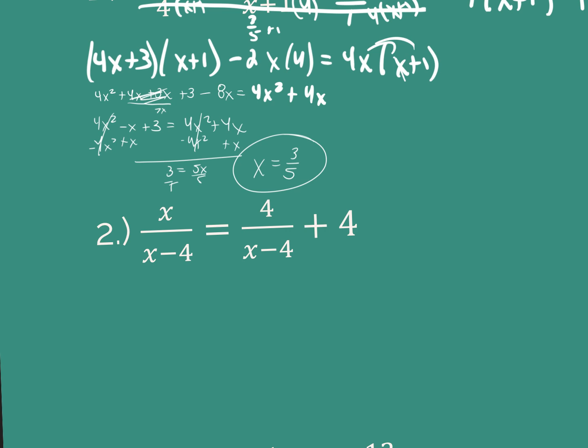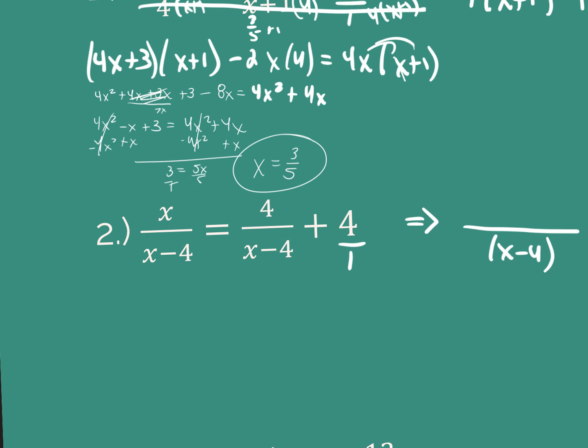Again, you can do this a couple different ways, guys. I like to just say, okay, let me look at all of my denominators, and then over here, I'm going to write down what my common denominator would be. What is my common denominator going to be between x minus 4, and 1? X minus 4. You guys agree?